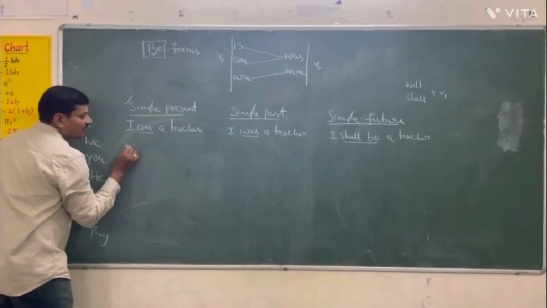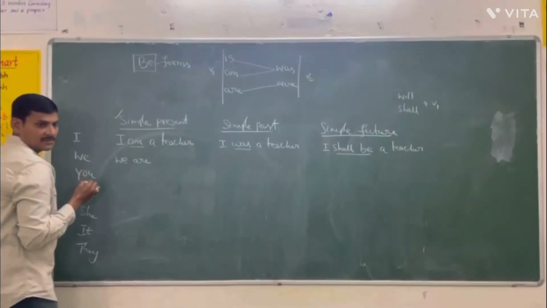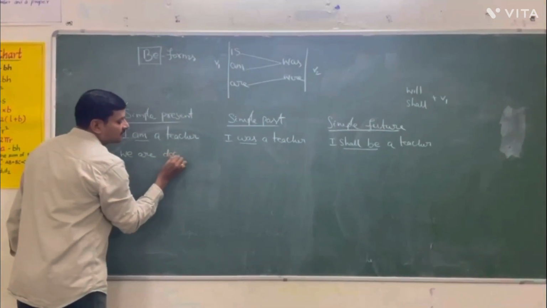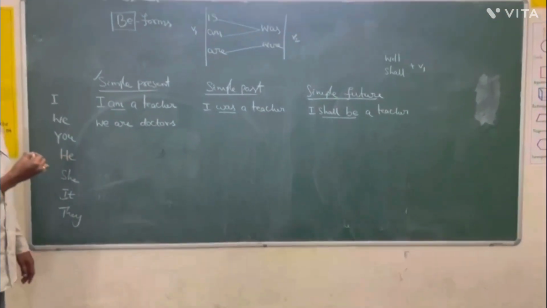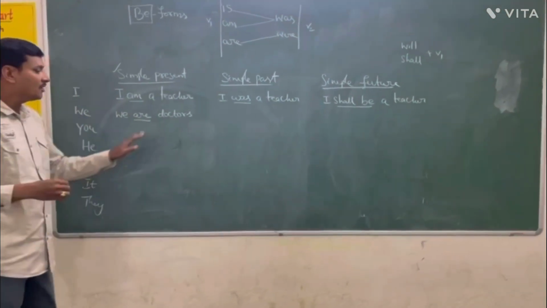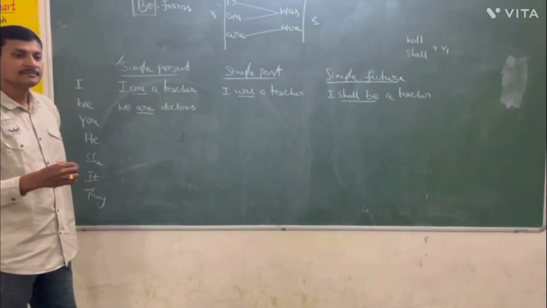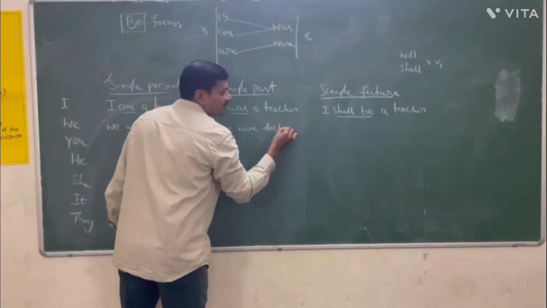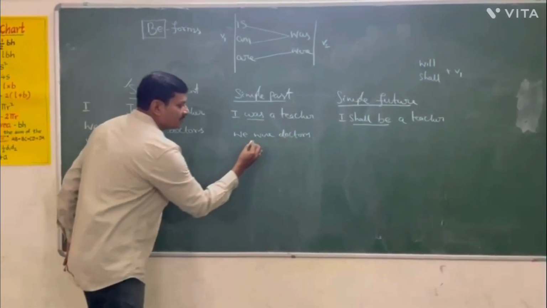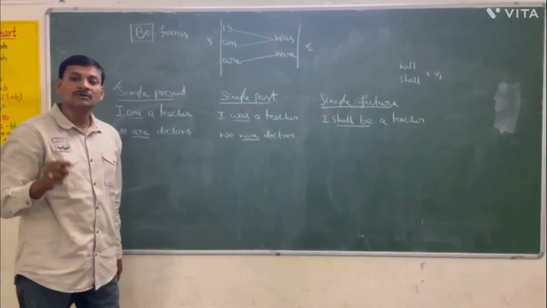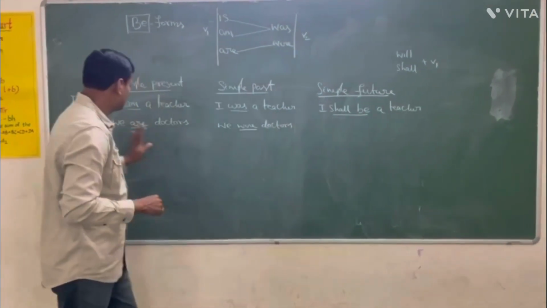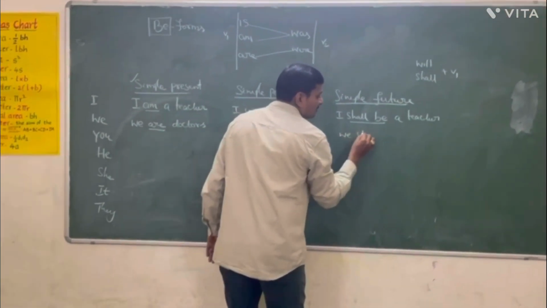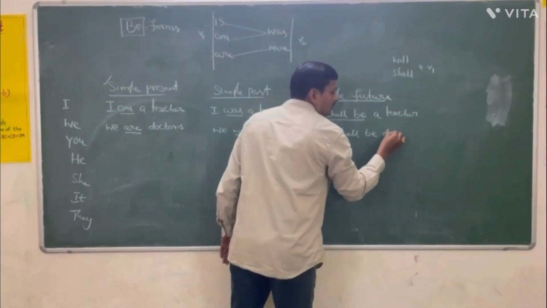Very good. We are. Tell me anything. We are doctors. Where is the be form here? Are. Now tell the sentence in simple past. Were. Very good. We were doctors. The be form is were. Now, can anybody say simple future? We shall be doctors.